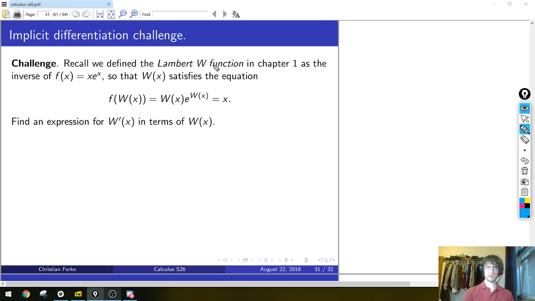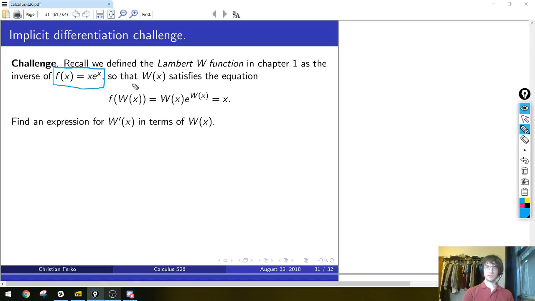So what was the definition of the Lambert W, right? What we did was we started with this function f of x, which was x e to the x. And then we argued that this thing is strictly increasing in a particular regime, so it has an inverse, and we called that inverse w. So w is the inverse of f.